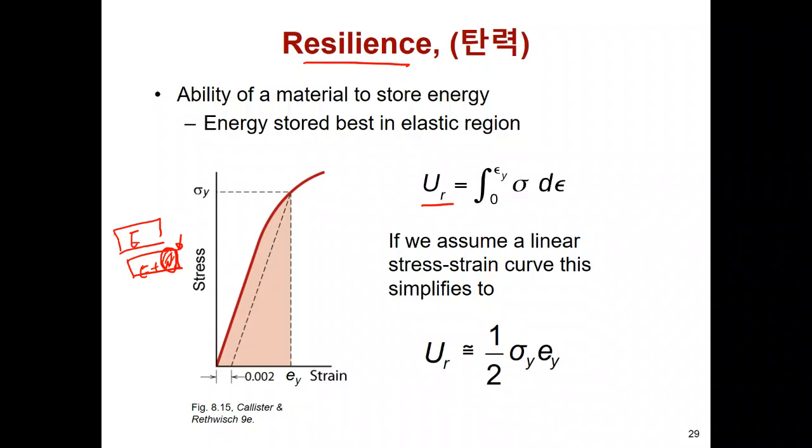So the stored internal energy can be expressed by the stress and strain, where the strain is infinitesimally small, and then we sum over the full range. That's the internal strain energy. After integrating this part, we can obtain those kinds of relationships. So that's the triangle.